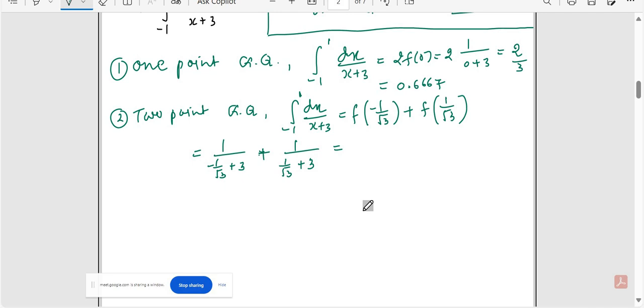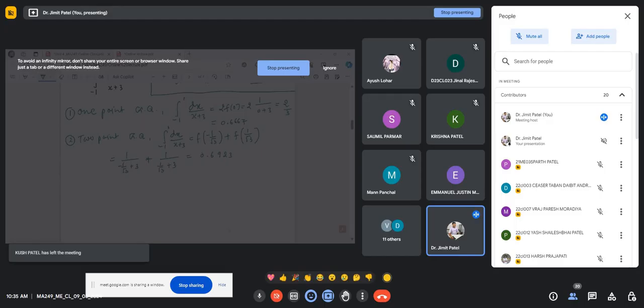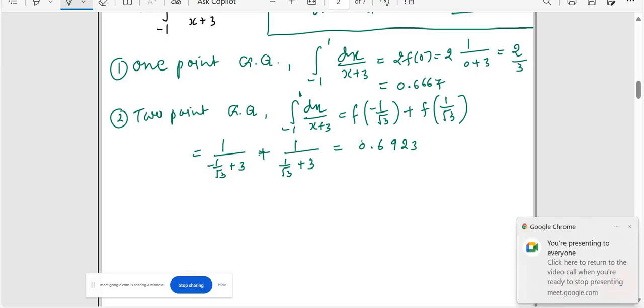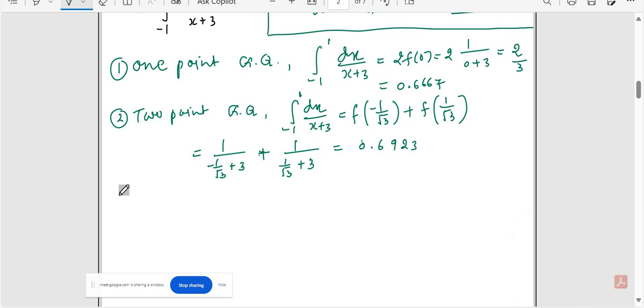Tell me what is the answer of this? 9 by 13, 0.6923. Yes, 9 by 13. But what is the answer in the fraction form? 0.6923. Okay. Justin, is it correct? Yes, sir. It matched with your answer? Yes. Okay, 0.6923. Yes, good.